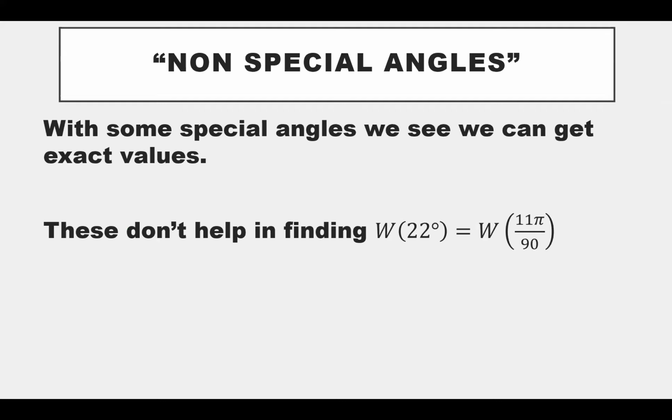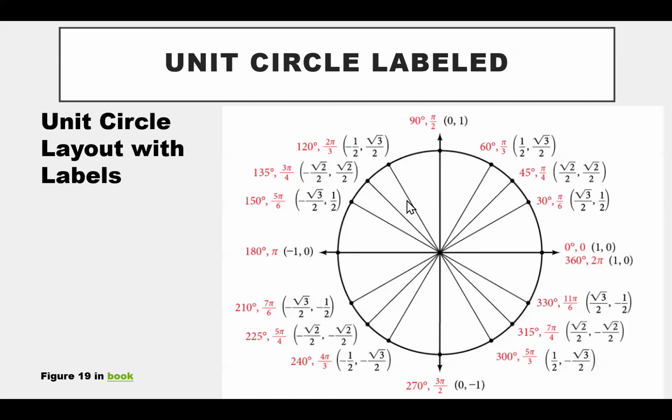And with some other angles, there are some special formulas that we could use. We could utilize some triangles. We can use some properties of sine and cosine that we'll see later to find certain special angles exactly if I really want to. But that picture really doesn't help in finding the wrapping function of an angle like 22 degrees, which is 11 pi over 90 radians. So if I'm asked to find the wrapping function of something like 22 degrees or 11 pi over 90 radians, then I wouldn't refer to this circle.